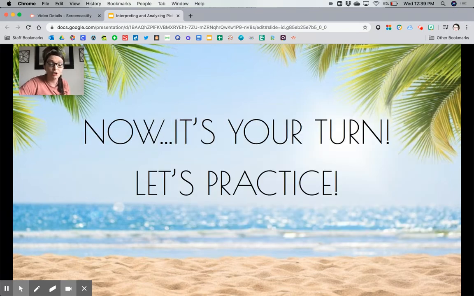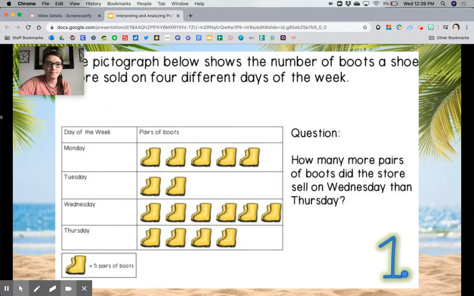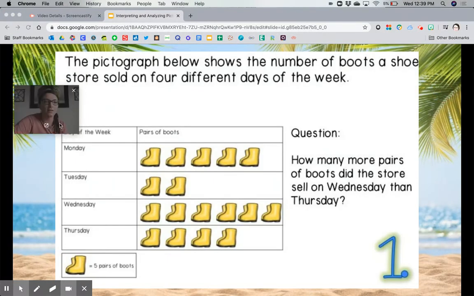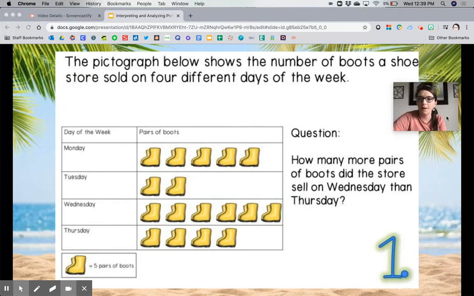Now it's your turn to practice. So I'm going to give you some questions, and you're going to have to answer them. And then we'll talk about it once you answer them. So looking at the first one here. The pictograph below shows the number of boots a shoe store sold on 4 different days of the week. So your question is, how many more pairs of boots did the store sell on Wednesday than Thursday?